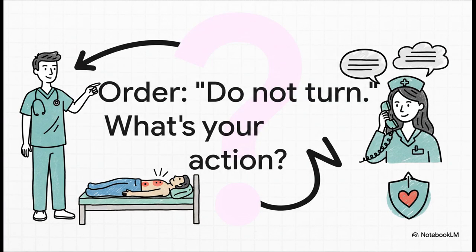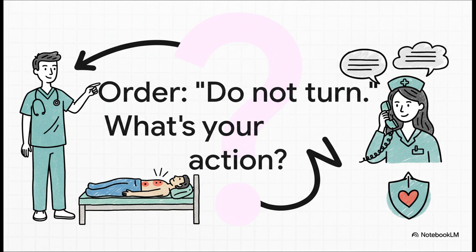Let's apply this. An order comes in. Strict bed rest. Do not turn patient. But you know this puts them at a huge risk for a pressure ulcer. So what do you do? A, follow the order exactly. B, just turn them anyway and hope nobody notices. C, write a note that says doctor refused turning. Or D, consult the provider to clarify the order and explain the risk.